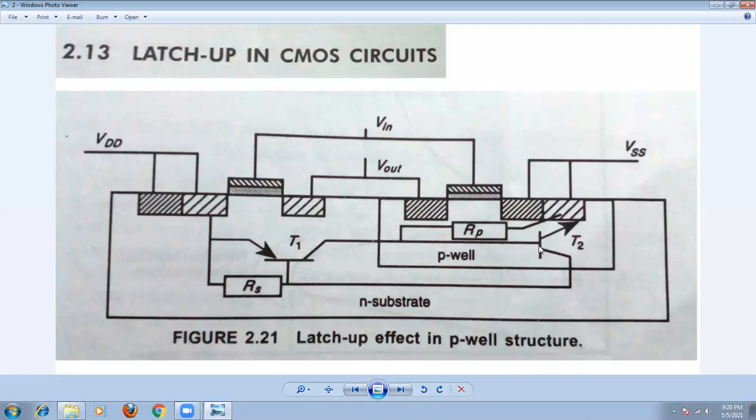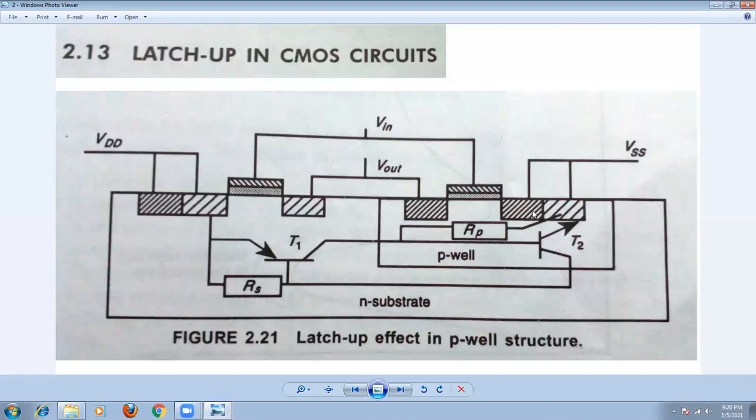Similarly, the well also has some doping concentration. Depending upon the doping concentration, there exists some amount of resistance in the well structure. This is the P-well, so there exists a resistor, which you can consider as RP. It is also a parasitic component, and at the same time, similar to T1, there is another transistor.